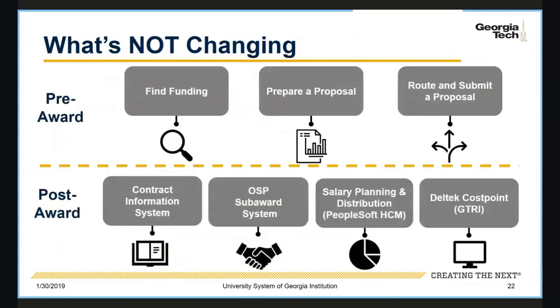So let's consider what's not changing. We know that Workday Financials is an accounting system, but it's not a research administration system. So we'll need to continue to utilize some of our systems that we have in place today, such as grants.gov to search for funding. We'll use Cayuse and e-routing to prepare and route proposals. We'll continue to use the OSP contract information systems to reference contracts. And we'll use the OSP subaward system to enter subaward requests.